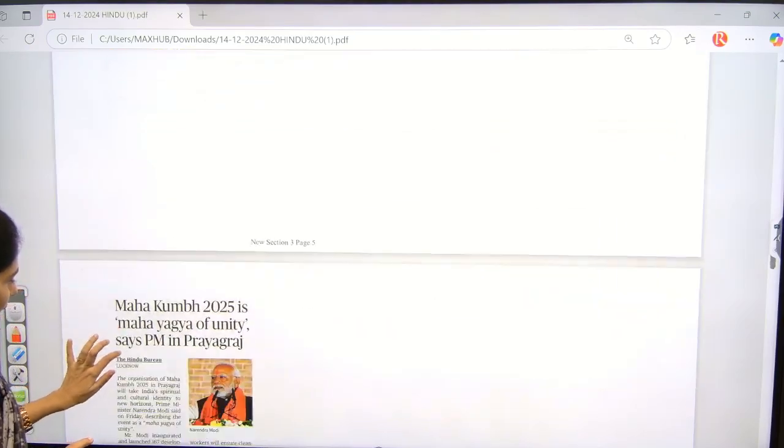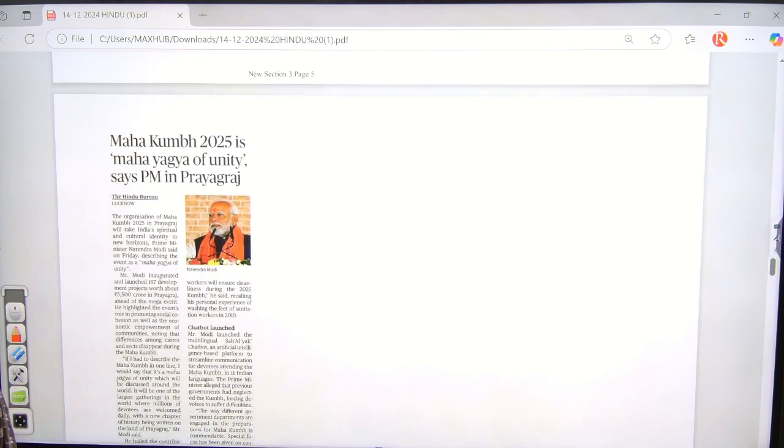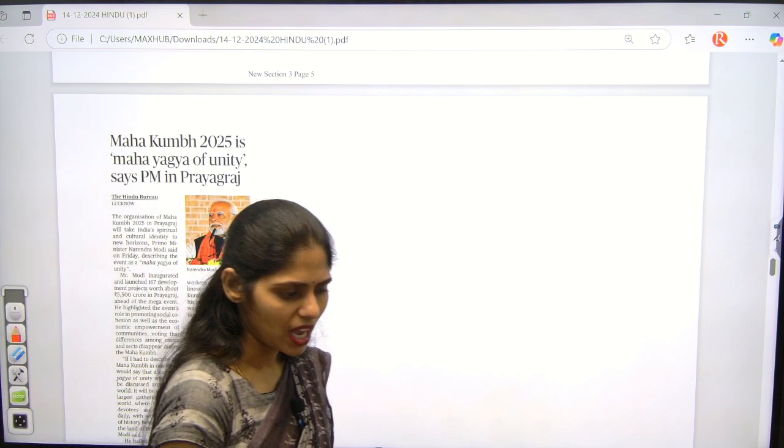Okay. And see this article: Mahakumbh 2025 is a Mahayagna of Unity, says PM in Prayagraj. So what is this Mahakumbh?